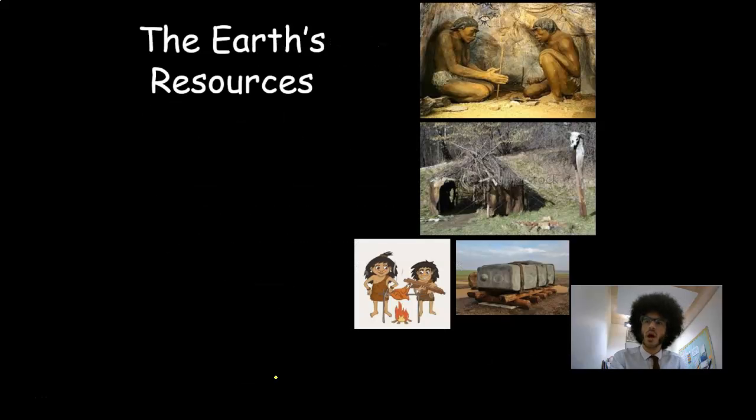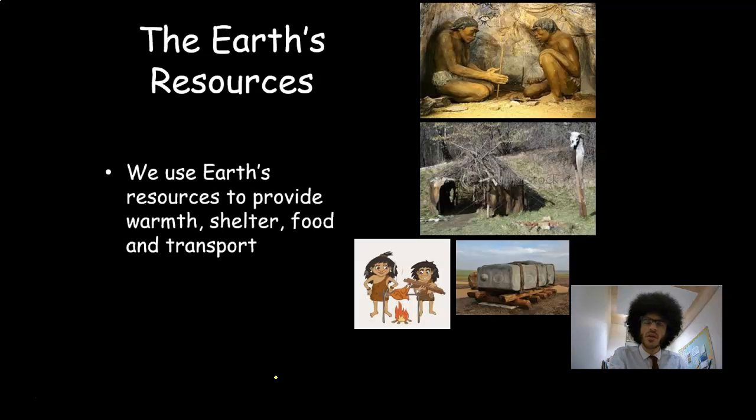So first off, it's worth thinking about Earth's resources in terms of what man has always required. We use Earth's resources, and we've always used Earth's resources to provide us with warmth, shelter, food and transport. And hopefully the images give you an idea of how we've used Earth's resources for these 4 different things.